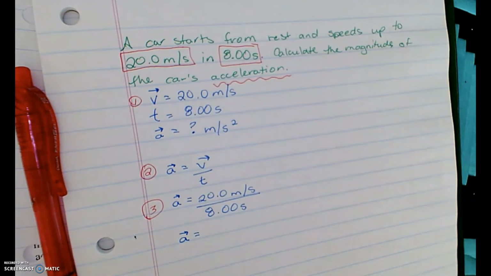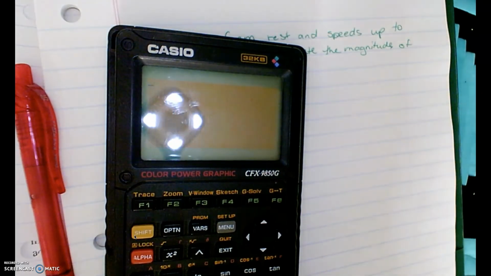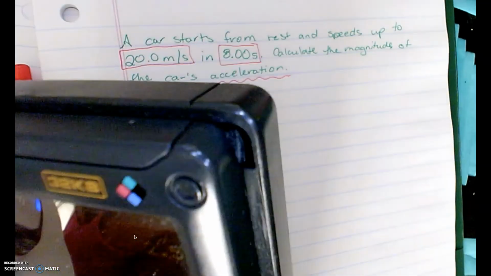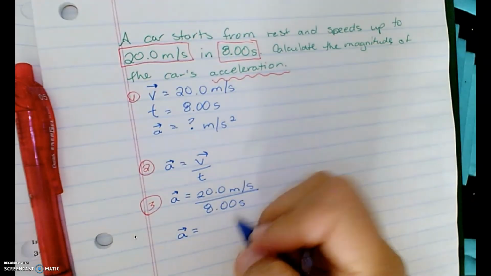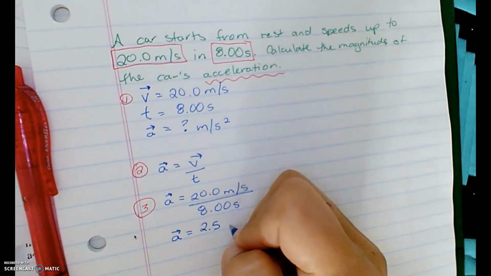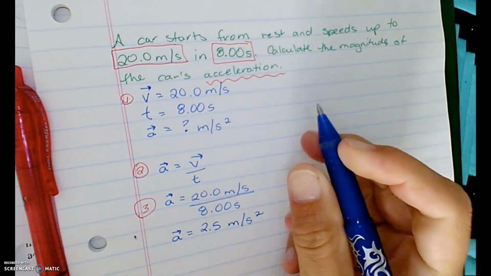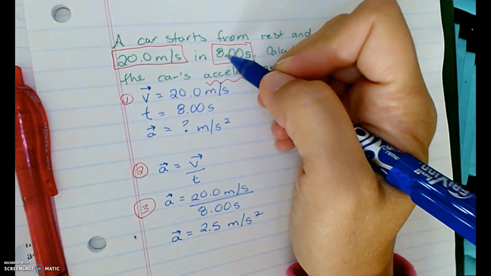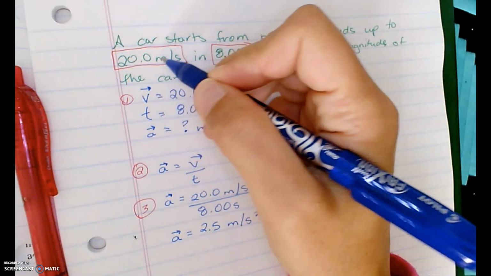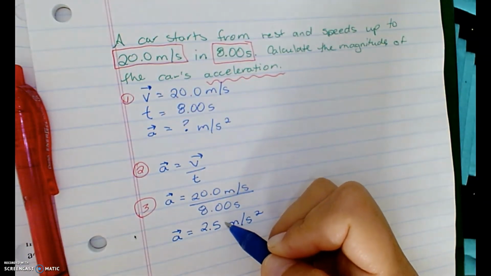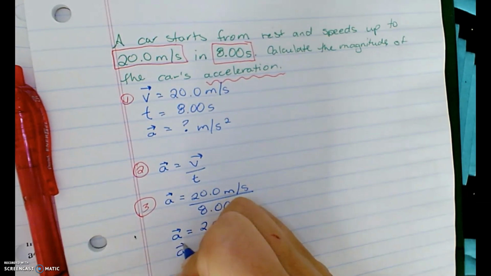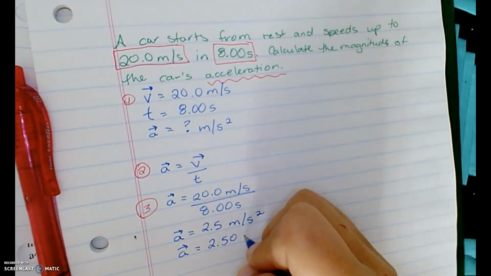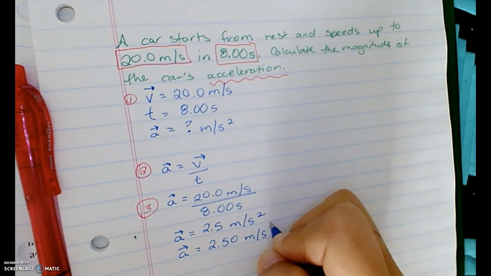We could probably do that in our heads. I think it's 2.5, but let's check. 20 divided by 8. Yeah, 2.5. So 2.5 meters per second squared. Now let's check if that's the right amount of significant digits. There's 3: 1, 2, 3, and 3: 1, 2, 3. There's only 2 in my answer, so that means I actually need to add a 0. I know, weird, right? Usually we round things. This one we actually need to add a little bit of detail. Always got to check those.